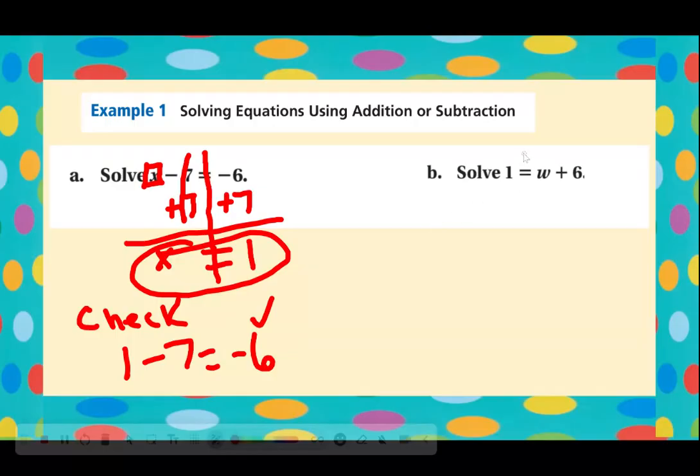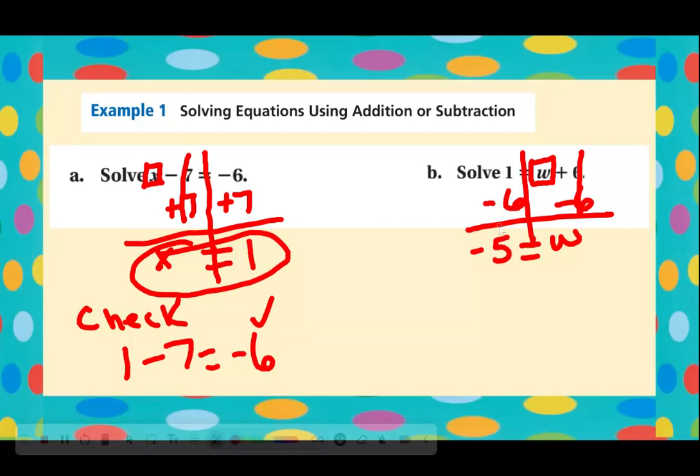So once again, split the equation at the equal sign. We're going to isolate the variable. That's the side that I'm working on. So the opposite of plus 6 or positive 6 is negative 6. What you do to one side, you do to the other. So positive 6 and negative 6 cancel out. I'm left with w equals 1 minus 6, which is negative 5. So negative 5 equals w.